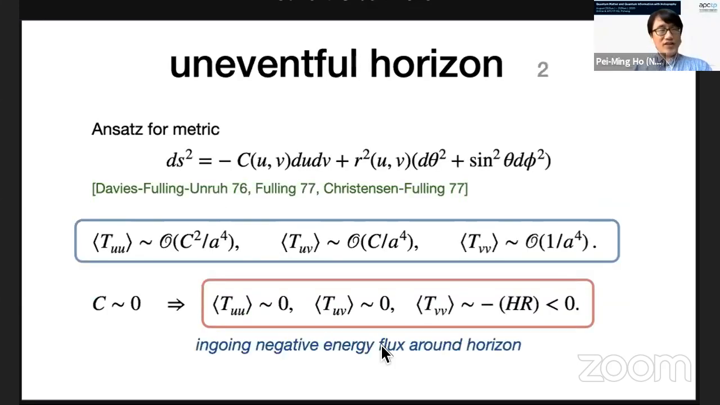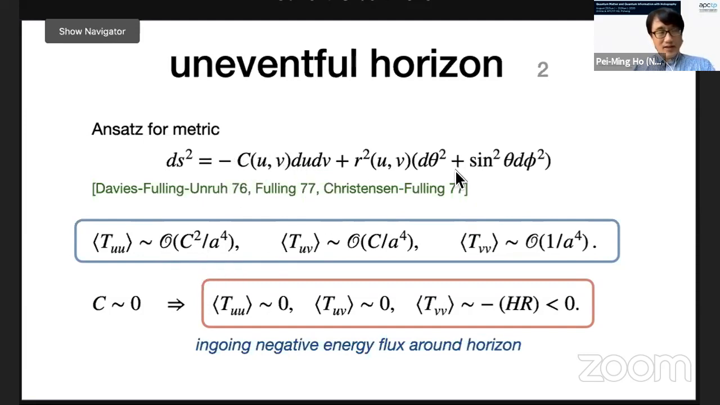So then, in general, if we have a spherically symmetric configuration, the metric can always be written this way, where you have this conformal factor C in front of du dv. u and v are the outgoing and ingoing light cone coordinates. And r is the areal radius, and you have the metric for a unit sphere over here.